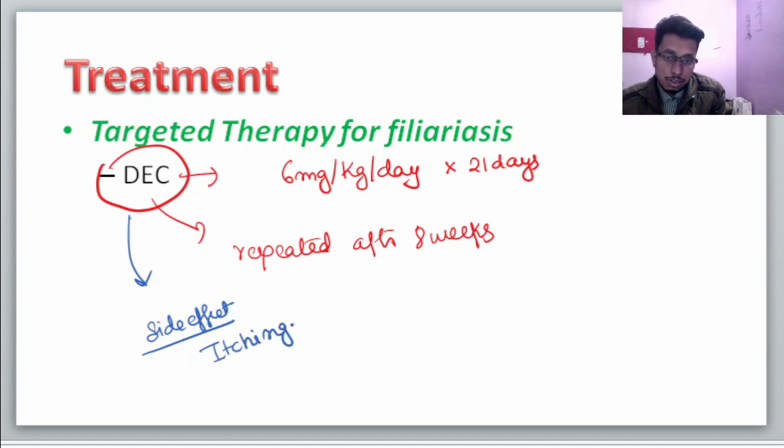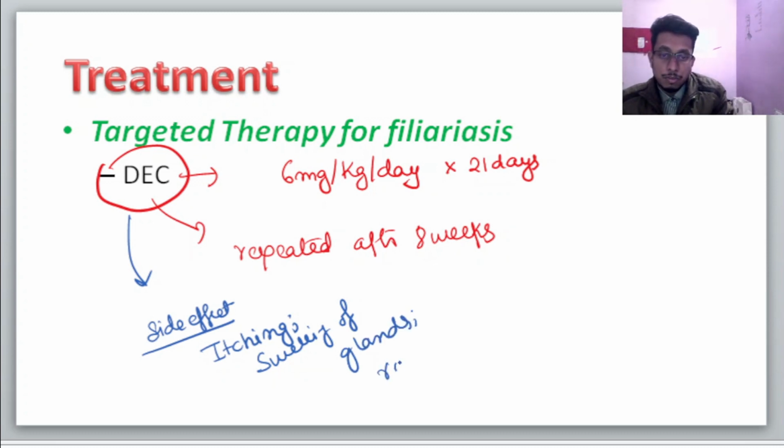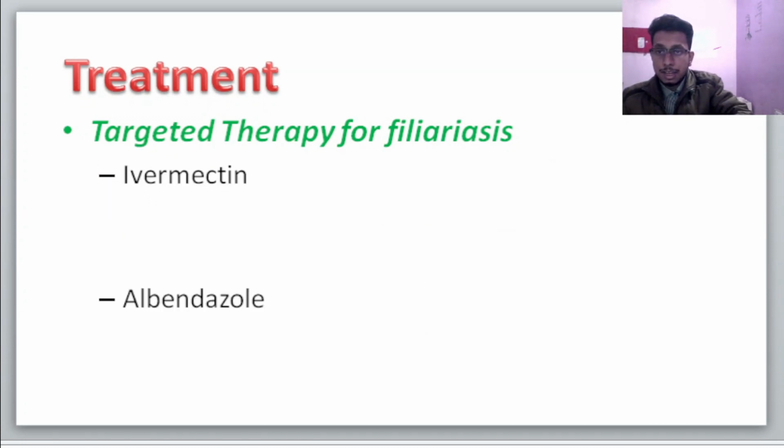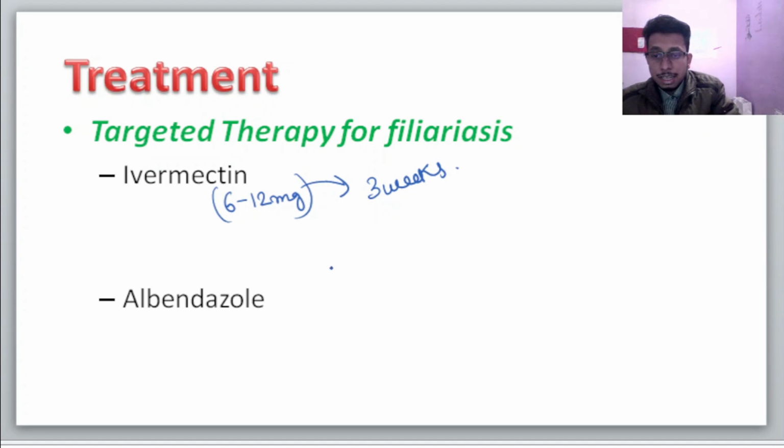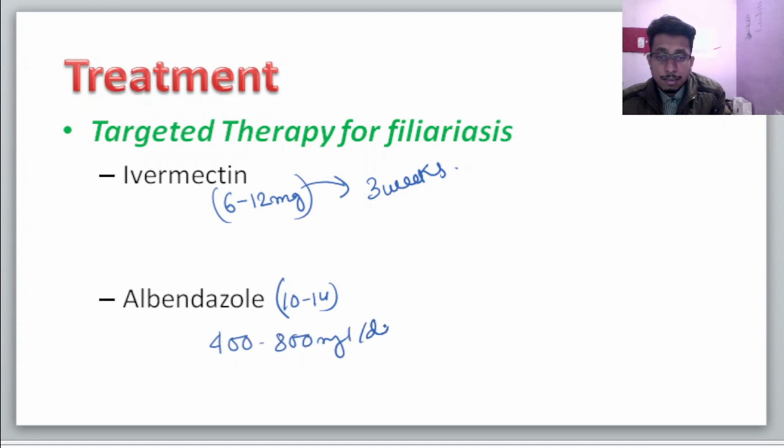Side effects include itching as well as swelling of the glands, or development of rashes. Now, other medication that can be helpful is ivermectin. It is given at a dose of 6 to 12 milligram, and then repeated after 3 weeks. Albendazole is a 10 to 14 days course at the dose of 400 to 800 milligram per day. Sometimes combination therapy is also used and success is reported.